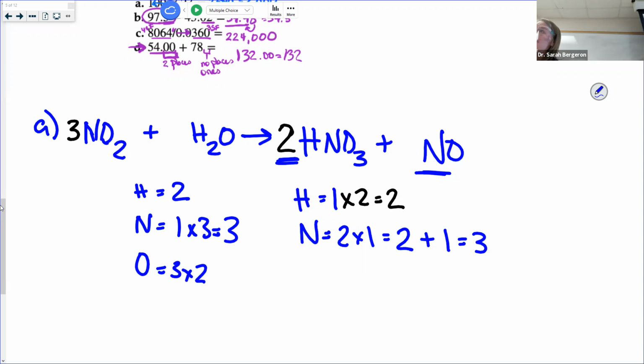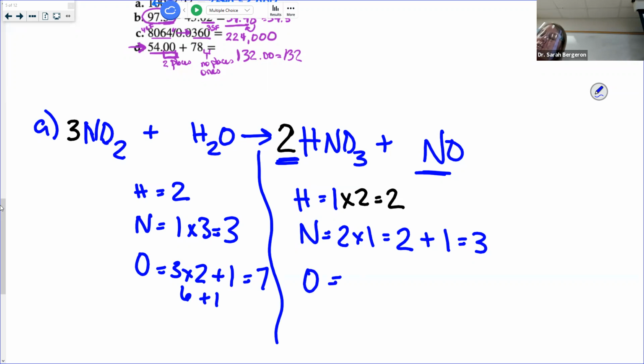Good, good, good. Where did you get the plus 1? From the oxygen in water. So what do I have? 3 times 2 is 6 plus 1, 7. Okay, and then my oxygen on this side, I have 2 times 3, which is 6 plus 1 from NO gives me 7. So am I balanced? Yes.